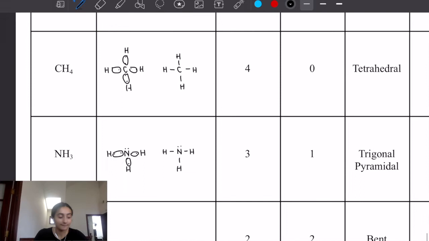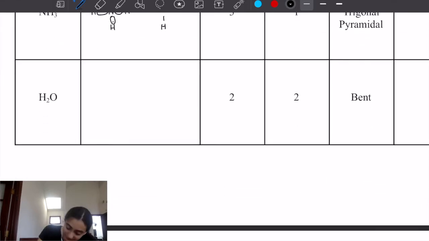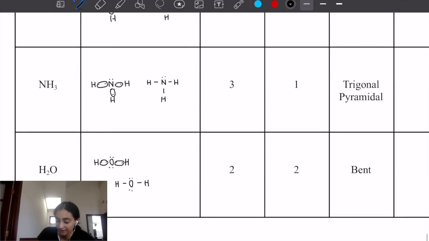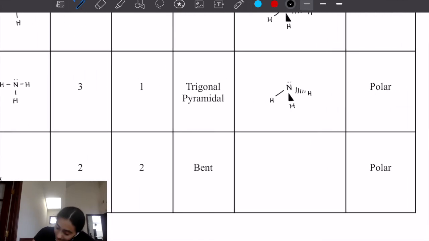So next we have bent, and a good example of this one is water or H2O. So I'm going to draw the Lewis structure. Oxygen single bonds with each hydrogen, and the Lewis structure is drawn like this, and oxygen has 2 lone pairs. So say it with me, there are 2 atoms bonded to the central atom and 2 lone pairs on the central atom. So that gives us bent.